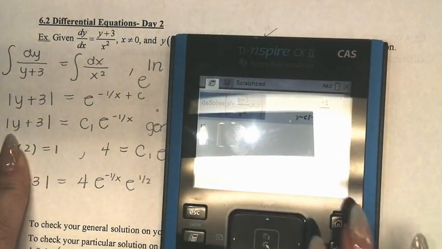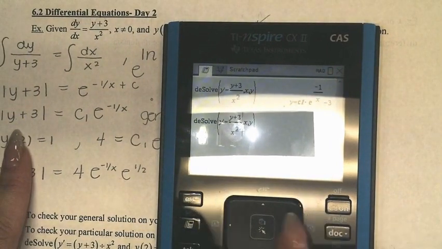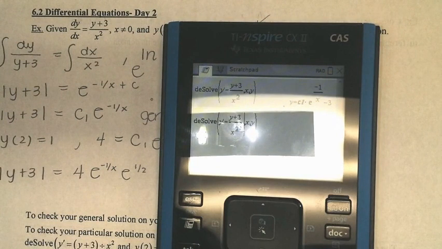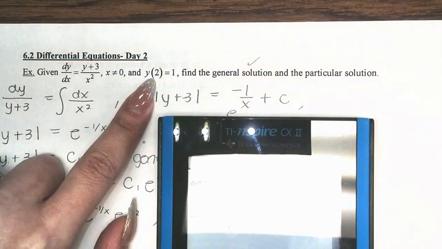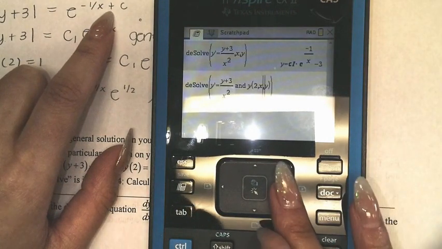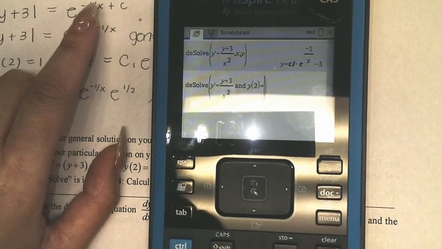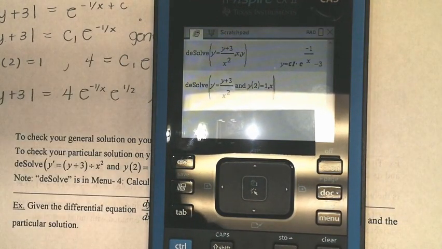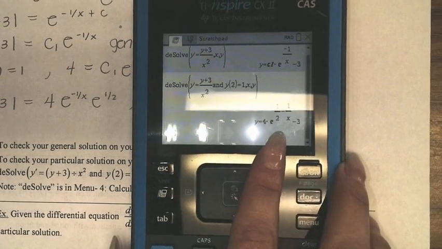So now for the particular solution, I'm going to copy the same situation, and what you need to do here is go before the comma, type space, and then type and. When you type the and, after that you need to type your initial condition. In this case, my initial condition is y of 2 is equal to 1, so I'm going to type that exactly as it is. Don't worry if it messes up, just erase stuff. So y of 2 is equal to 1, and then you put comma x comma y and hit enter.